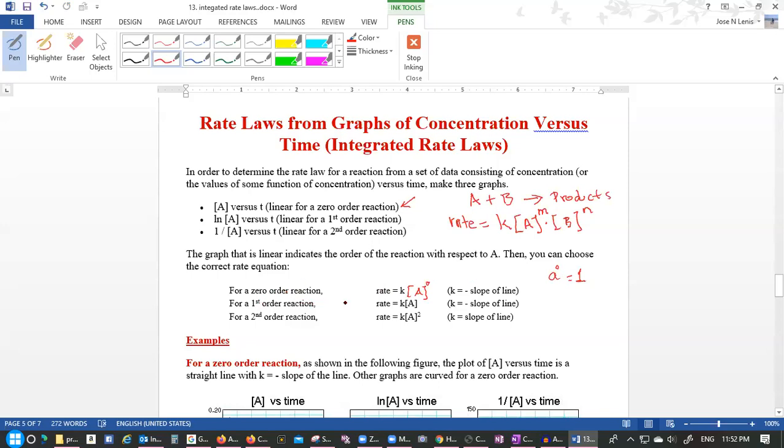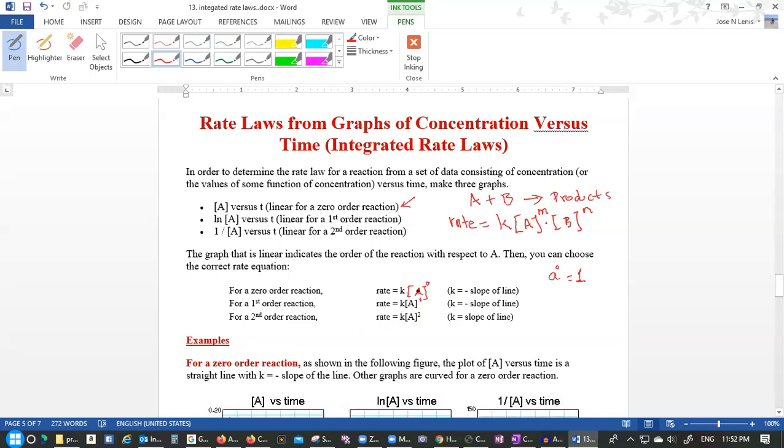For a first order reaction, the rate law equals constant times concentration of A to the first power. That's what I did in the previous video. And for the second order reaction, the rate is going to be constant times concentration of A squared, where K happens to be the slope of the line.